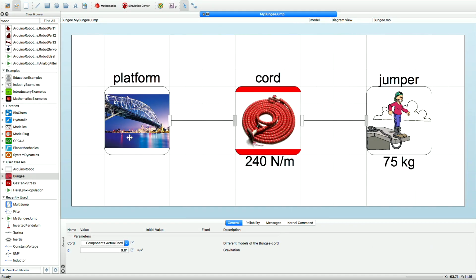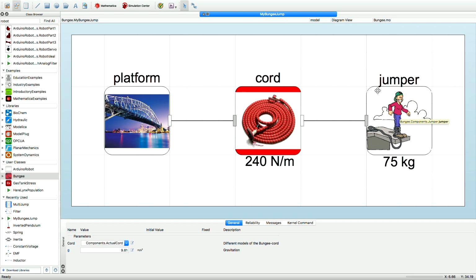So this is a model. It looks kind of simple. We have a platform. Those that are or have been in Australia kind of recognize the platform. We have a cord and a jumper. The jumper is 75 kilos, and we have a cord with some specifications.